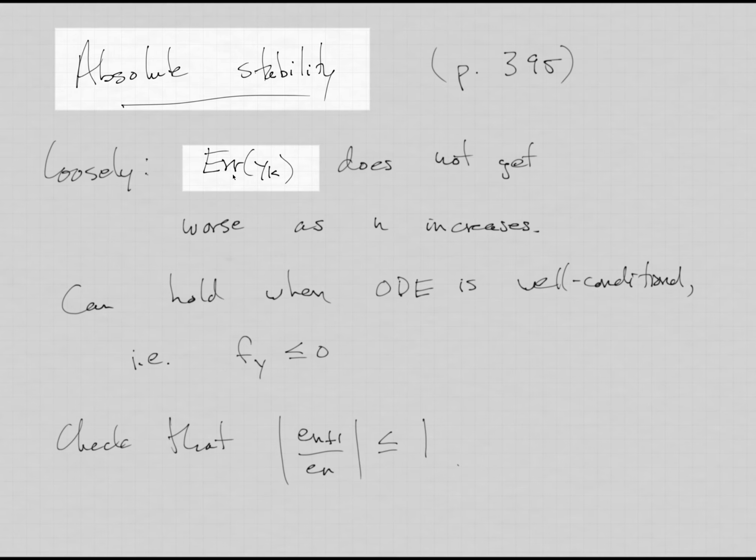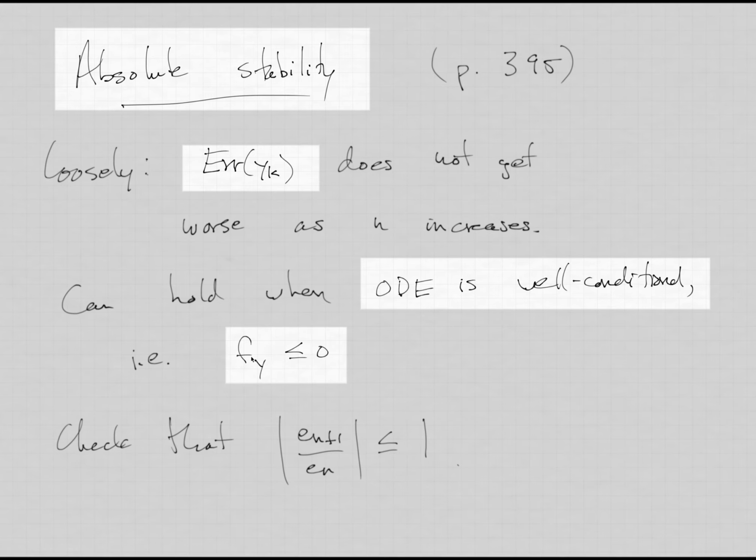Now, you might think that's pretty unlikely, and yeah, it kind of is. There's going to be propagated error that you inherit from the previous y sub k, and then you're going to be adding truncation error at each step. So it seems like a hopeless request for the error to not increase over time. However, this apparently very strong condition can be satisfied if the ODE is well conditioned. And remember, an ODE is well conditioned if f sub y is less than or equal to 0. I talked about this in a previous video.